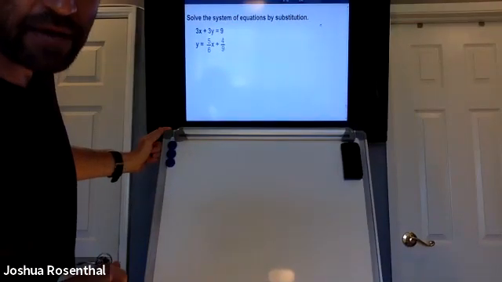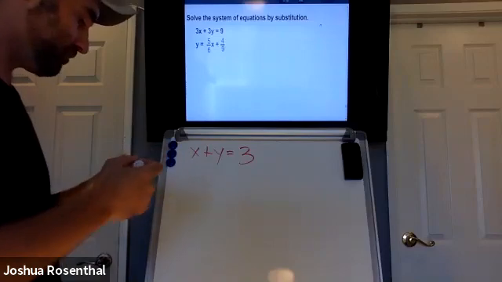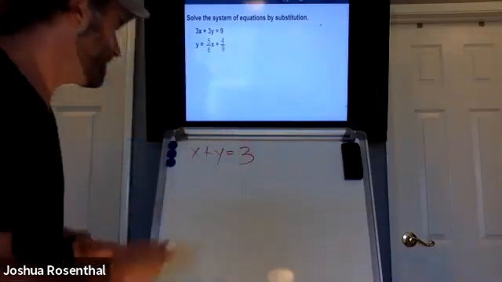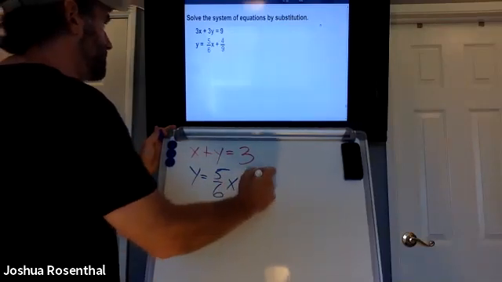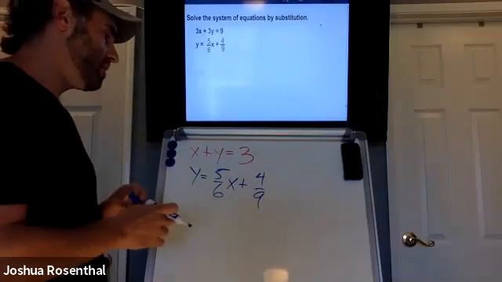3x plus 3y equals 9. You can divide everything by 3. So x plus y equals 3. Write that onto your paper. Second equation, y equals 5/6 x plus 4/9. Substitute. Okay, so here we go.